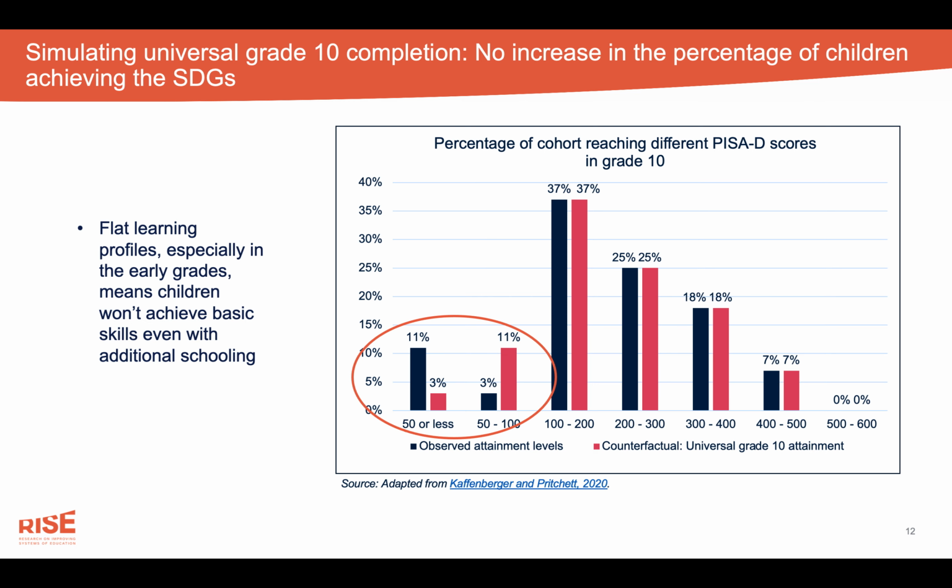And secondly, we can ask, well, what would that do for reaching the SDG learning goals? And remember that the SDG learning goals themselves are a measure of minimum proficiency, so in themselves a low bar to measure learning. But they only start at around 400 on the PISA scale. So we see that this universal grade 10 completion would have no impact on the SDG learning goals.